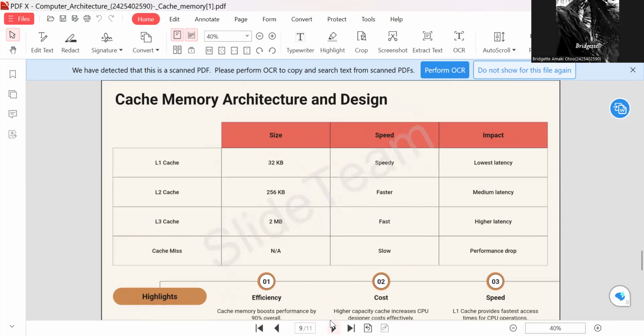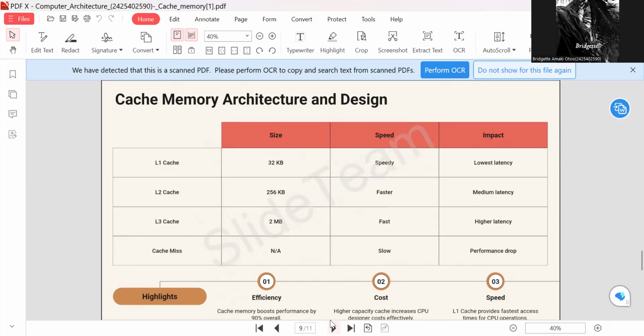Cache memory architecture and design. In terms of size, speed, and its impact, L1 cache is 32 kilobytes in size, speedy and lowest latency. L2 is 256 kilobytes, faster and medium latency. L3 cache is 2 megabytes in size, fast and higher latency. The cache miss: not applicable in size, slow in speed and performance drop.